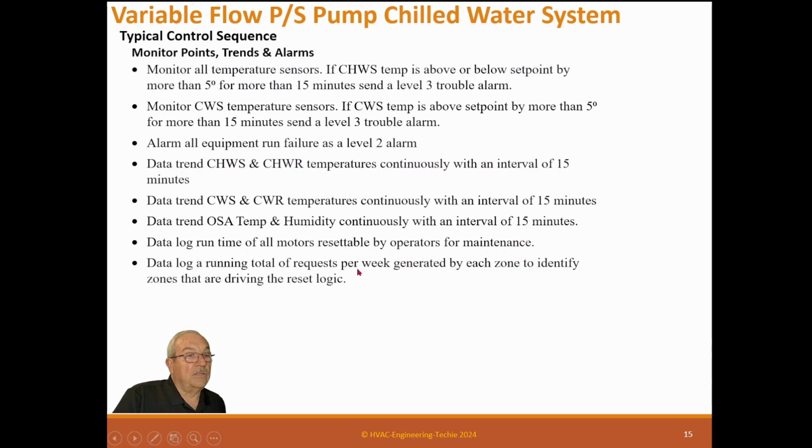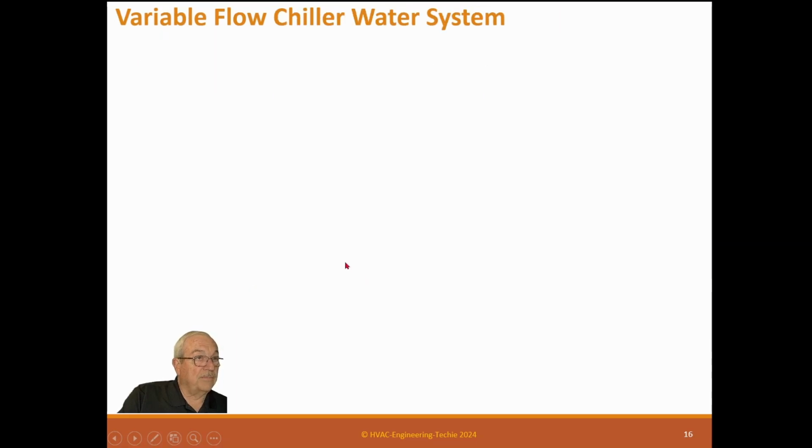Data log a running total of requests per week generated by each zone to identify the zones driving reset logic. So simply a report saying how many resets did we get from this valve during this period of time. And if you've got one that's a lot greater than others, go fix it if something's wrong with it.